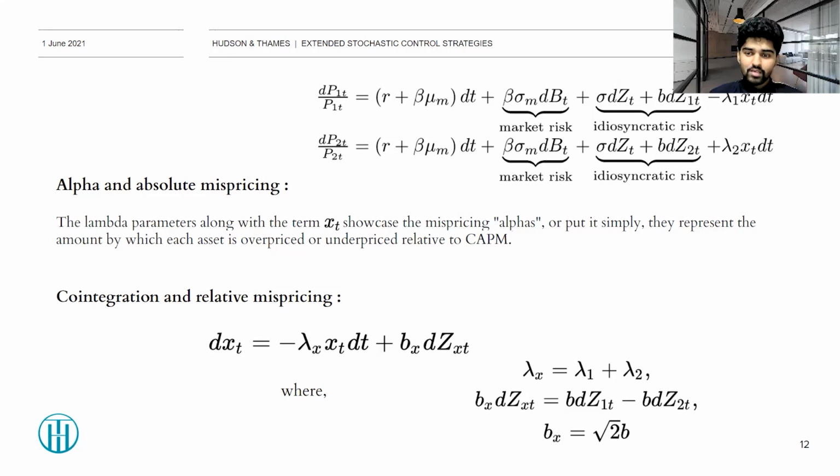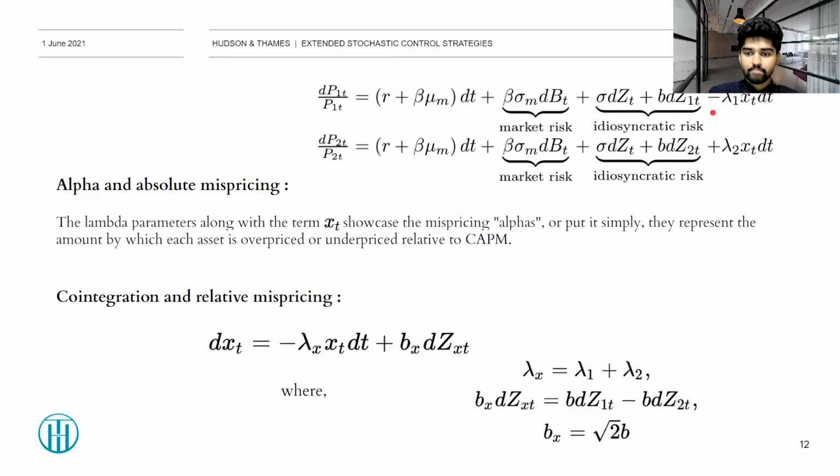So if lambda 1 and lambda 2 are both equal to 0, for example, the expected returns for price process P1 and P2 are basically r plus beta into mu, which is the CAPM relation. That means that there is no mispricing to exploit. So let's look at the interesting case. Let's suppose that lambda 1 and lambda 2 are both not equal to 0.